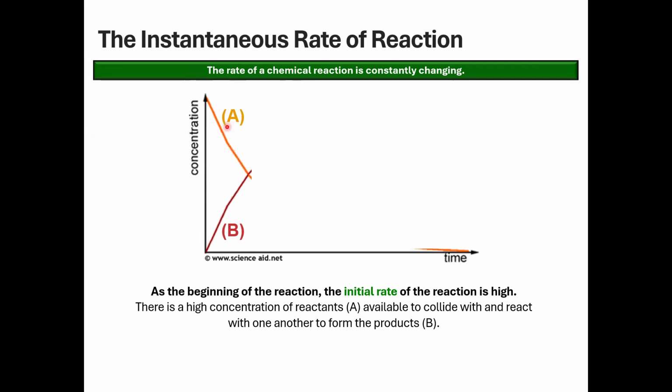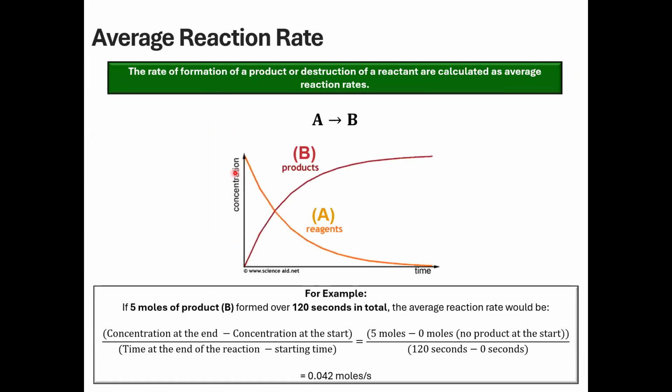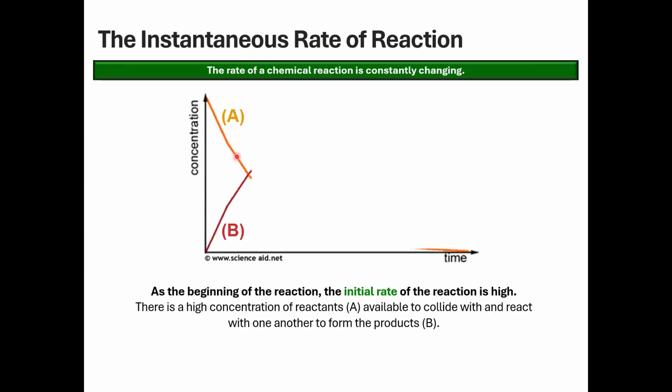So if I just focus on this little bit of the graph at the minute, this is the exact same example that I have here, but I'm just looking at the very start of that. At the beginning of the reaction, the initial rate of the reaction is very high, okay? What you'd notice is that those lines are very, very steep. So the steeper the line, the faster the rate of the reaction. It's the rate at which your reactant A is being used up, or the rate at which B is forming, and it's very steep. So it's happening very, very quickly here.